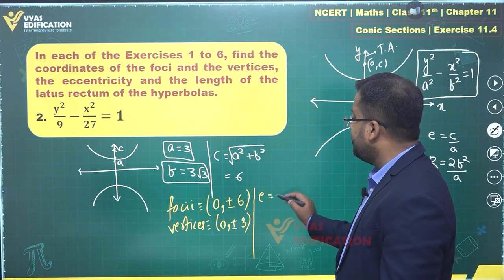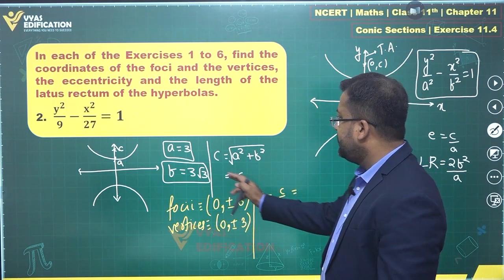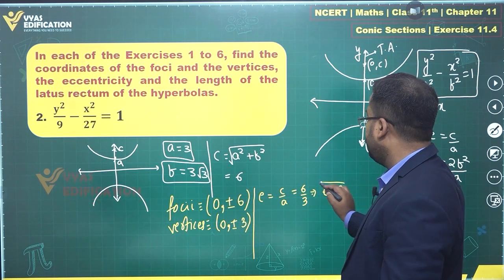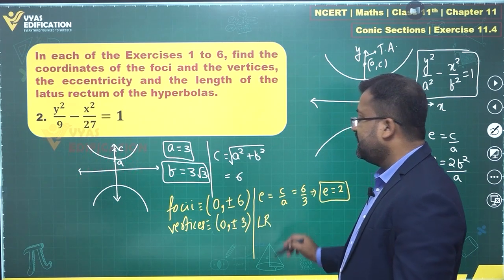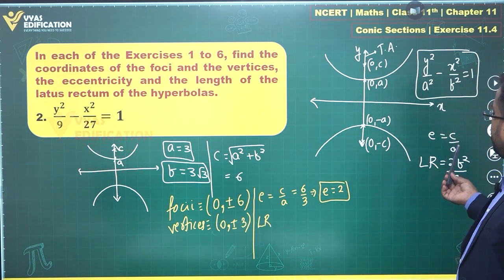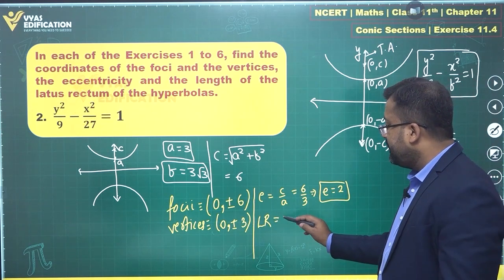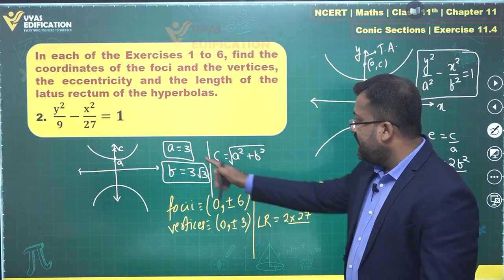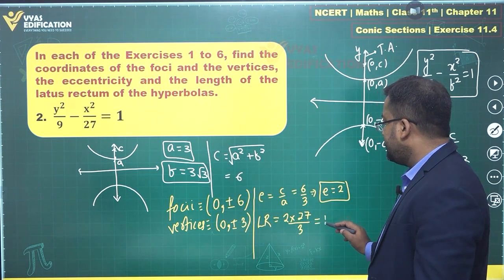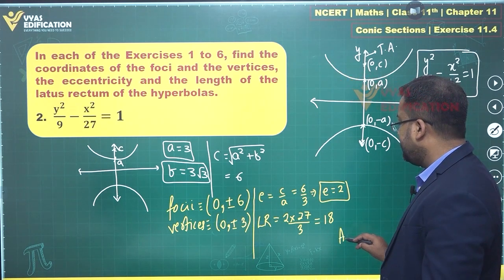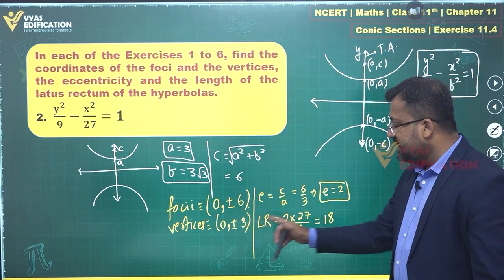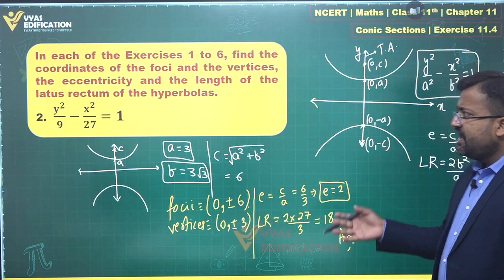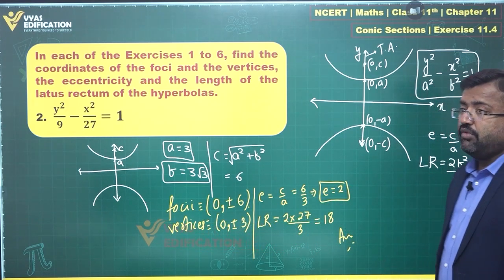What next? Eccentricity is equal to c upon a, which is 6 upon 3, which tells me e will be equal to 2. What about latus rectum? The length of latus rectum will be equal to 2b square upon a, and that can be represented as 2 times b square, which is 27, upon a, which is 3. This is equal to 18, and yes, that gives me the final answer. This and this are asked in this question, and we have found all of those things over here. That's the complete solution for this hyperbola, as we can say.